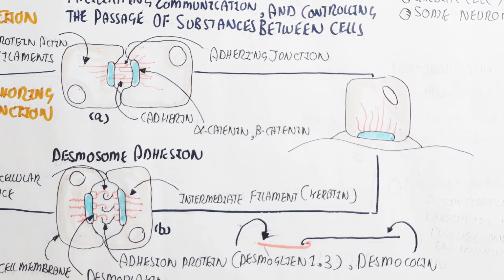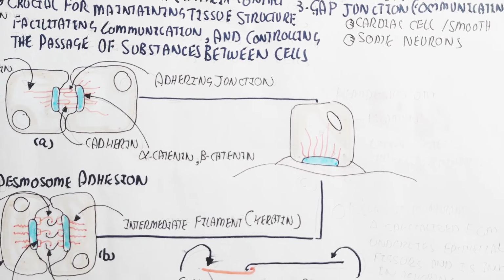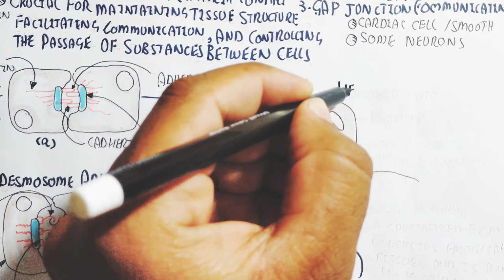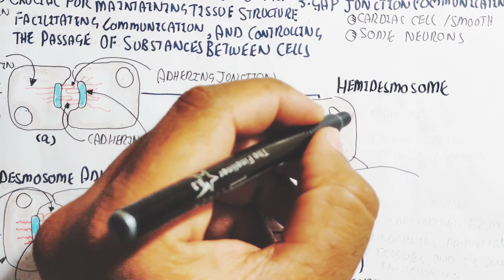Some pathogens like Staphylococcus aureus basically disrupt this desmoglein protein, the desmosome formation. This desmosome disruption due to the exfoliative toxin will cause impetigo on the skin.